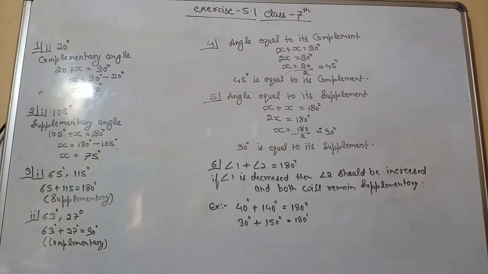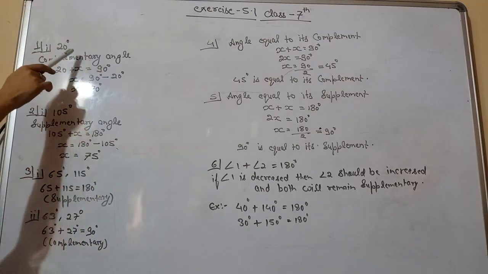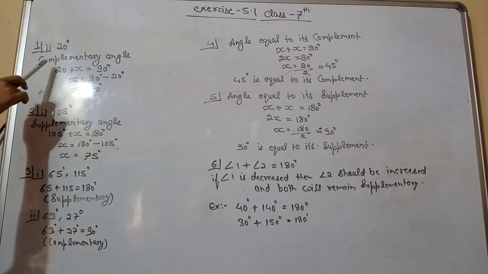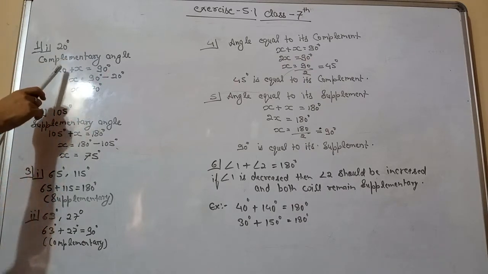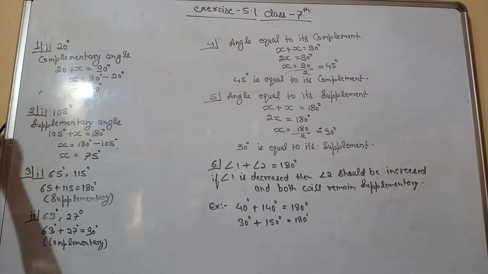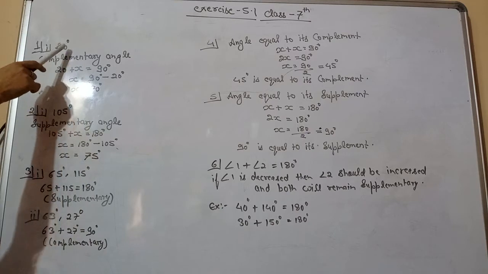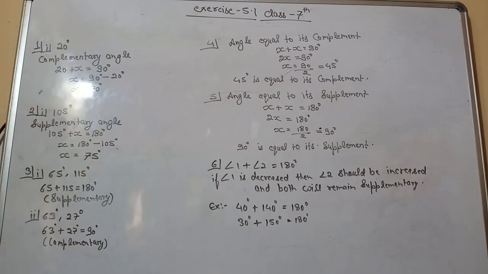Now let us move further towards our question number 1. Find the complement of each of the following angles. If angles are given, you have to find out their complement. So for a 20 degree angle, what is the complementary angle? We know that the sum of two angles is equal to 90 degrees in case of complementary angles. So 90 minus 20 gives us the second complementary angle, that is 70. Okay.